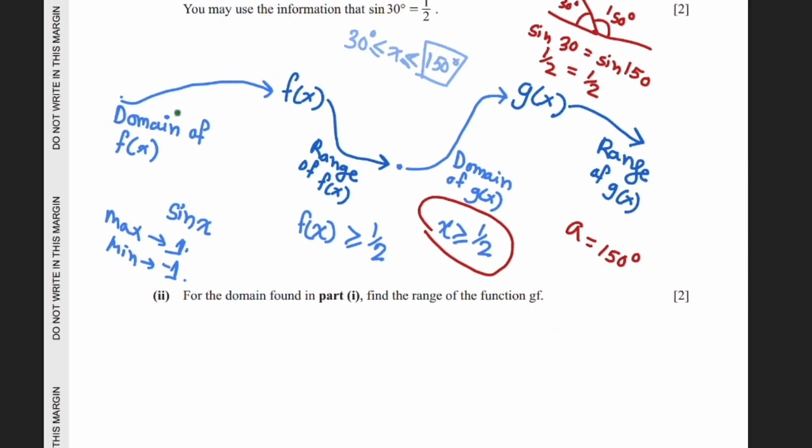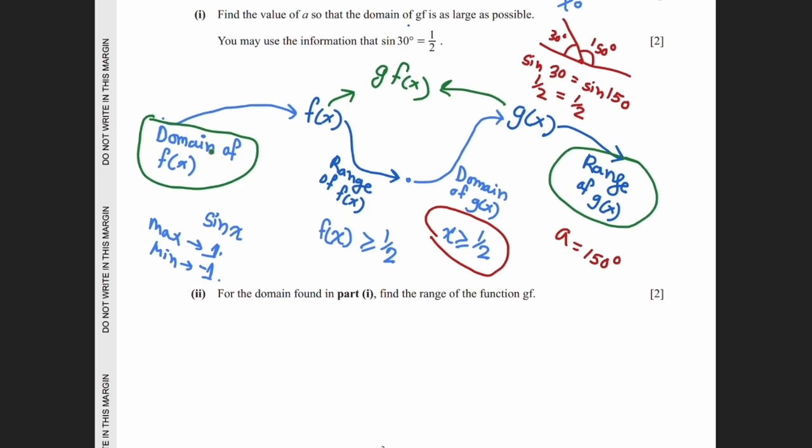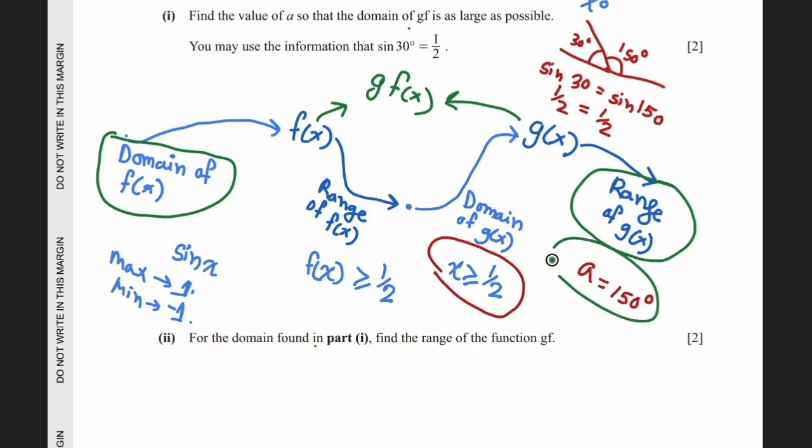Now, one thing I want to tell you guys. This function and this function combine to make gf, right? So, the domain of gf is this and the range of gf is this. So, the extreme two points are the domain, the left one is the domain and the right one is the range of gf. Now, for the domain found in part 1, find the range of the function gf. So we are here to find the range of the function gf.